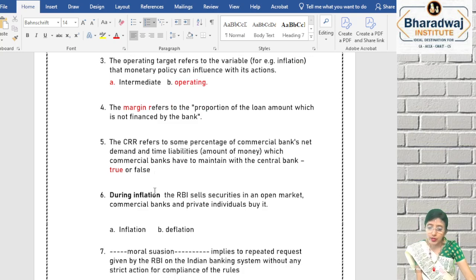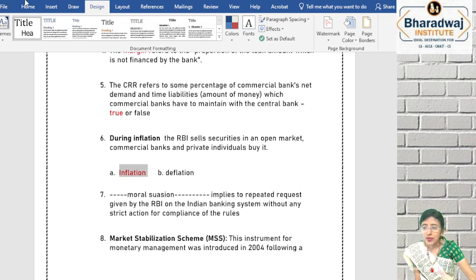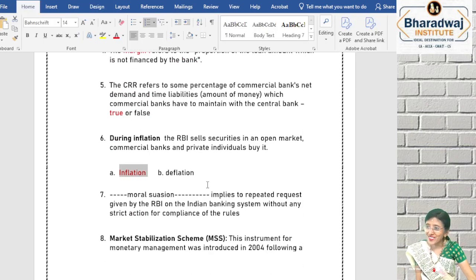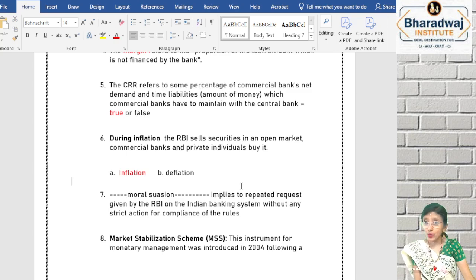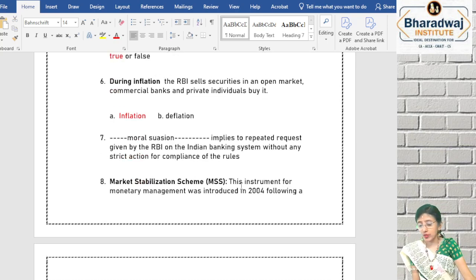During inflation, the RBI sells the security. Isn't it? They will sell security, which means they will withdraw money. That is what is needed during inflation. Next answer, moral suasion. Repeated request. We are not using the word persuasion. Persuasion means again and again. So they are safely avoiding persuasion and say repeated request. The answer is moral suasion, a repeated question in the examination.